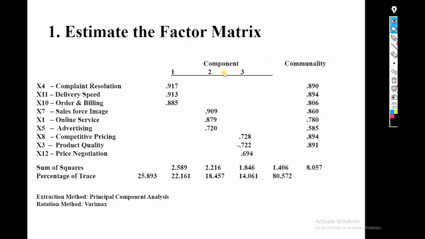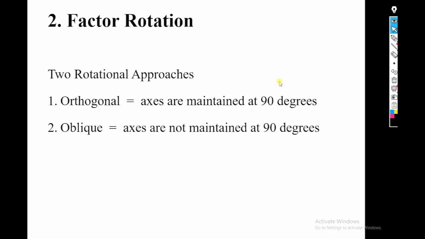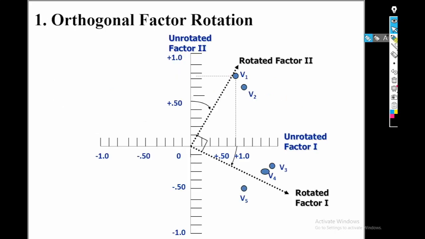Estimate the factor matrix. Next is factor rotation. There are two types of rotation, orthogonal and oblique. In orthogonal rotation, we change the axes by 90 degrees. So this is orthogonal factor rotation.